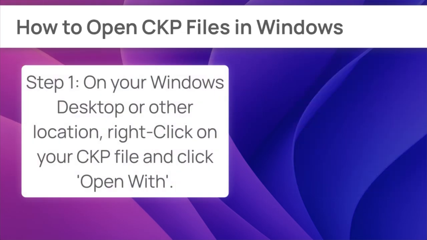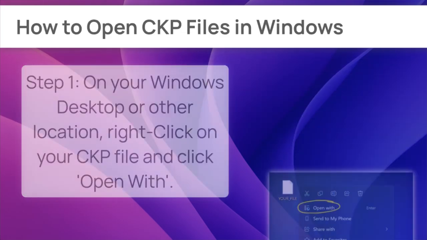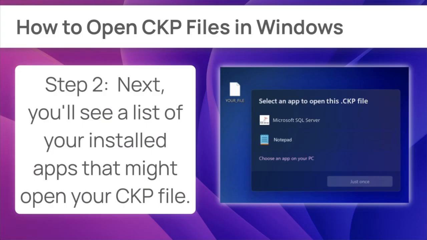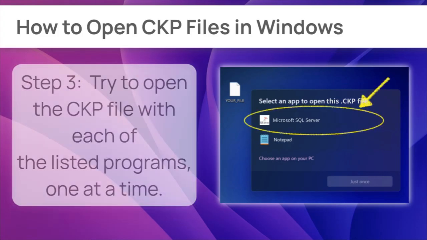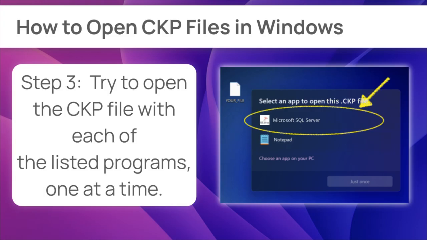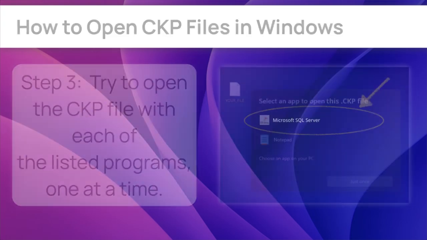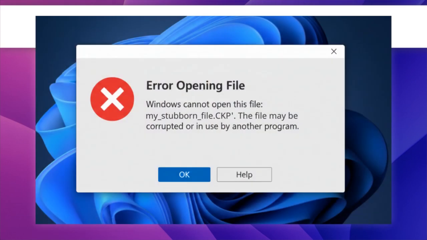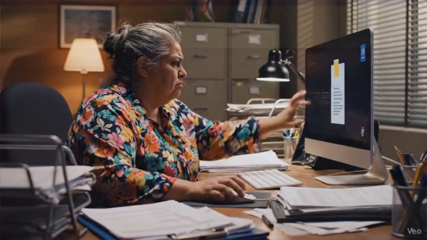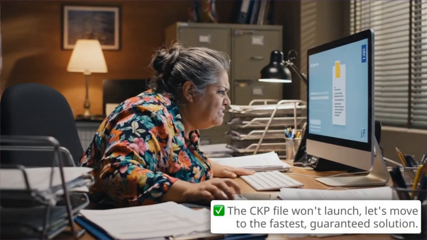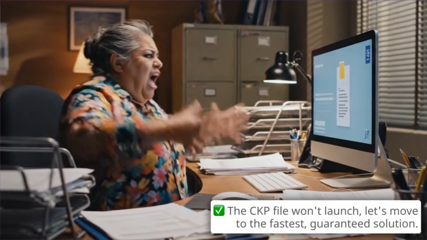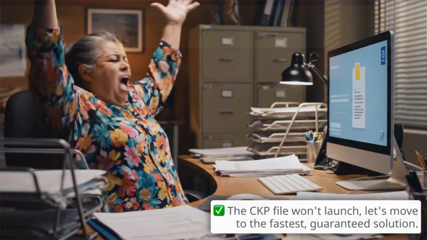Open the menu by right-clicking your CKP file and choosing Open With. Test Microsoft SQL Server if it's there. If it's absent, select another application. Different apps handle the CKP file differently. If the CKP file won't budge, stay calm. The nature of the CKP format makes basic errors common if one detail is missed. Let's verify these key points right now before proceeding to the fix.